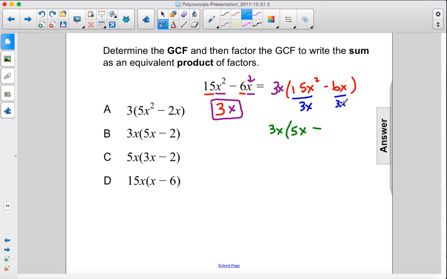We have the negative sign. 6 divided by 3 gives us 2. x divided by x cancels out. So we have 3x times 5x minus 2, which is B.